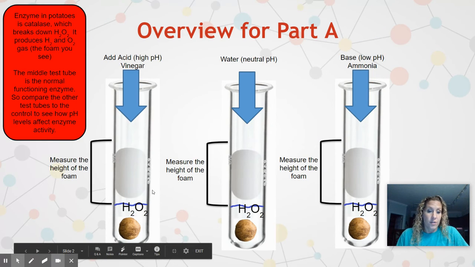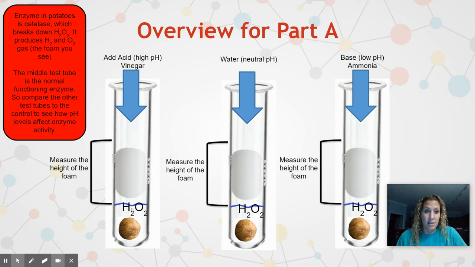So this is basically an overview. You're going to have 3 test tubes. We had a little bit of mashed up potato in each, hydrogen peroxide in each, and then we added acid, vinegar. We kept water as our neutral pH, and then ammonia as the high pH one. Basically we measured the height of each of those reactions. Remember, the more foam, the better the enzyme is working. If there is no foam, that means the conditions were not good for this enzyme to work, and it probably got denatured, or the active site got morphed enough that it would not function.